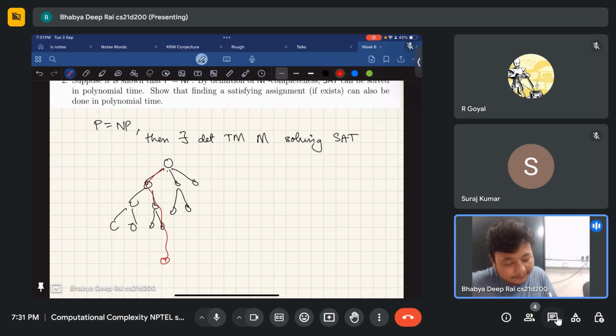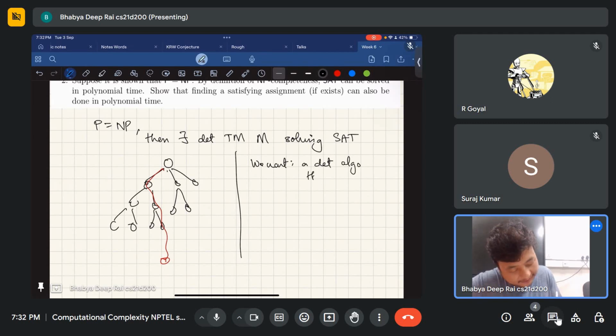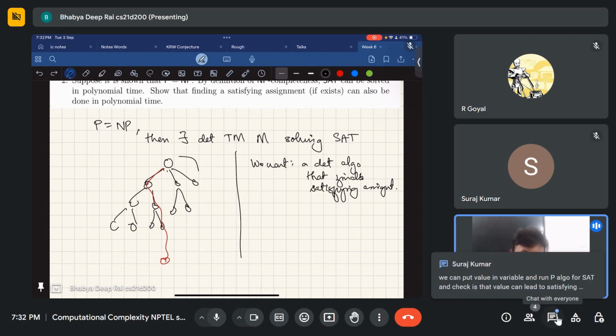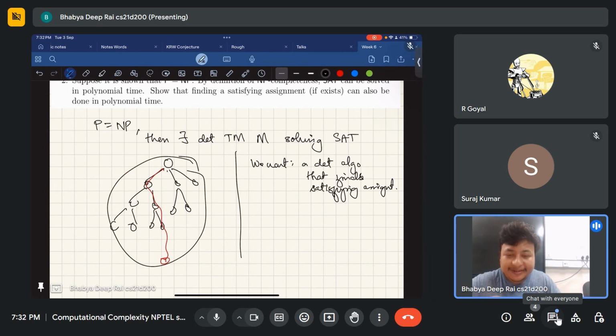But what we want is a deterministic algorithm that finds a satisfying assignment. Now, if you say we'll use the same thing here, that is not what P equals NP is implying, right? P equals NP is implying that there is a deterministic Turing machine that solves satisfiability. That is all the guarantee that it is giving. Furthermore, it may not be that the deterministic machine is exploring all paths and so on. It may be some other very strange technique. So this is the only guarantee that P equals NP is giving us, not the guarantee that a deterministic machine will be able to explore all paths.